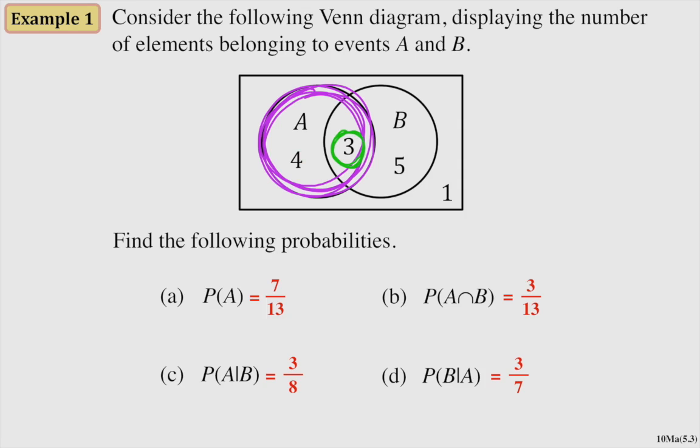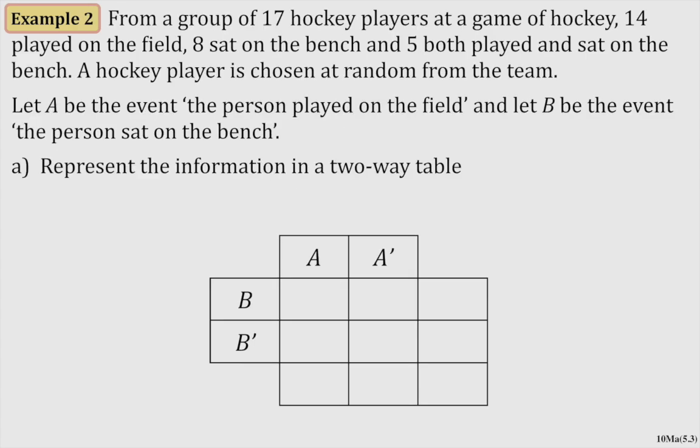Fairly tricky stuff. Let's look at our second example. From a group of 17 hockey players at a game of hockey, 14 played on the field, 8 sat on the bench, 5 both played and sat on the bench. If we choose someone at random, fill the information in on the two-way table first.